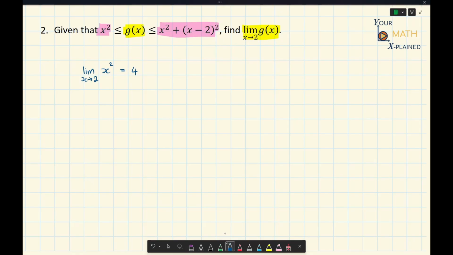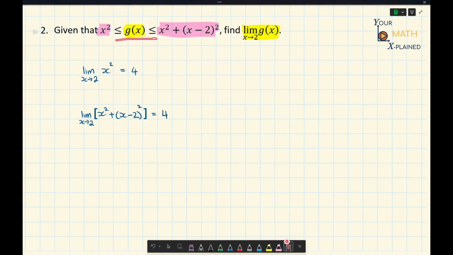Now we're going to do the same thing, but for the upper function. So the limit as x approaches 2 of our upper function, that's going to be x squared plus (x minus 2) squared. Again, 2 is within the domain, so we can go ahead and substitute it in. So that's going to be 2 squared, which is 4, plus (2 minus 2) squared, that's just going to be 0. So now we have the limit as x approaches 2 for our bottom function is equal to 4. And the limit as x approaches 2 for our upper function is also equal to 4.